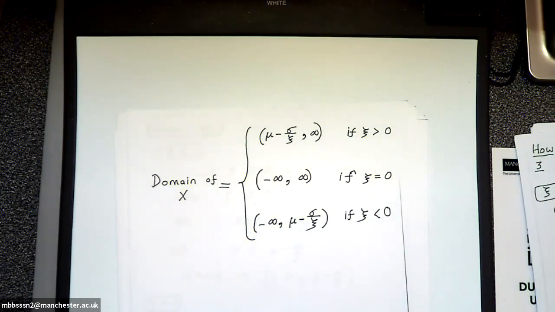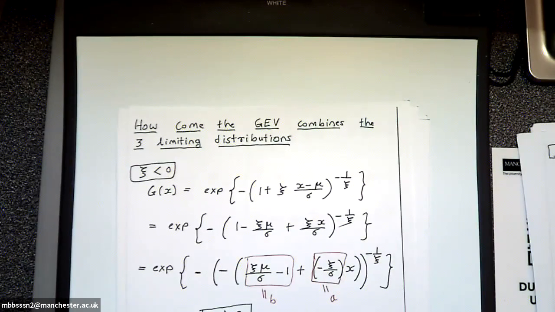Now, in the next slide, how come the GEV distribution combines them? Yes, sorry. What about the other two parameters? Are they not affecting the domain of that? No, it's only the shape parameter that affects it, not the location or the scale. Yeah, that's a good question. Yeah, thank you.